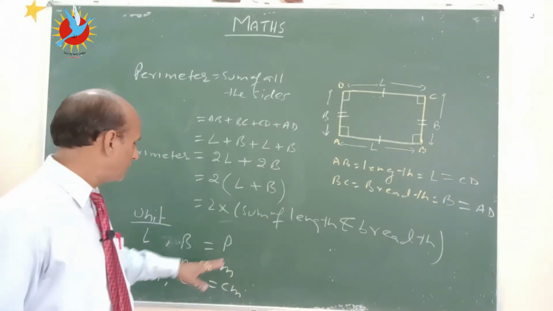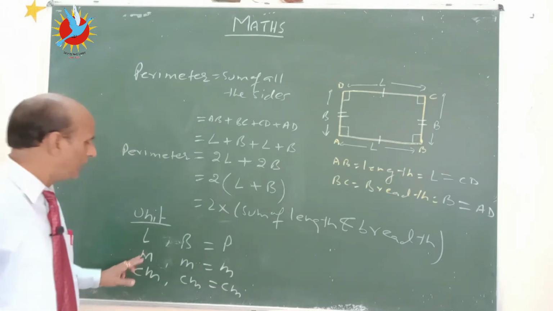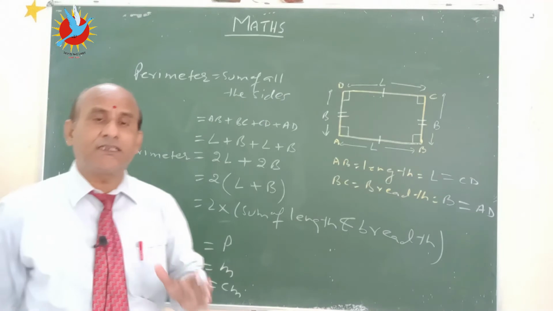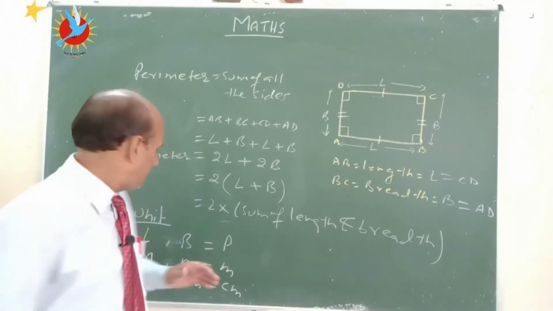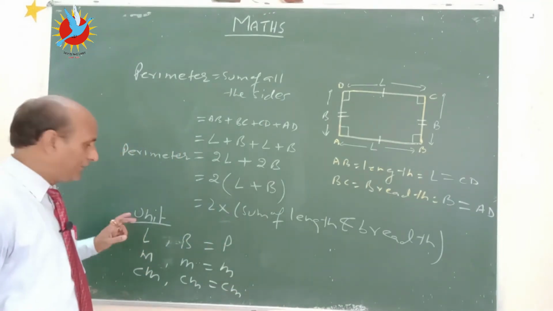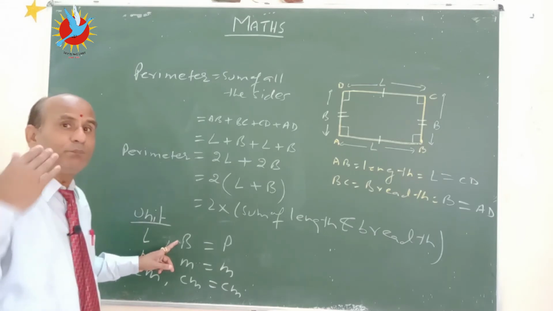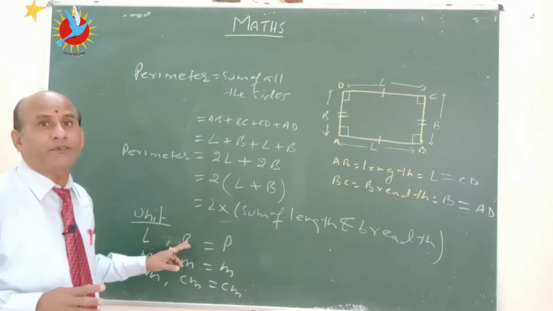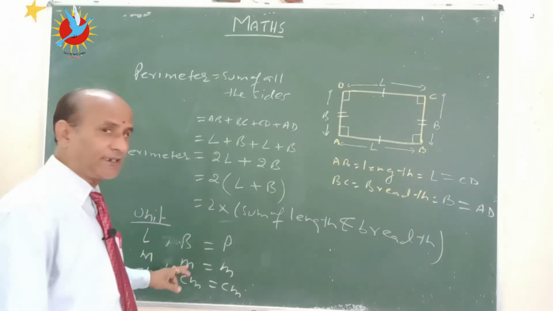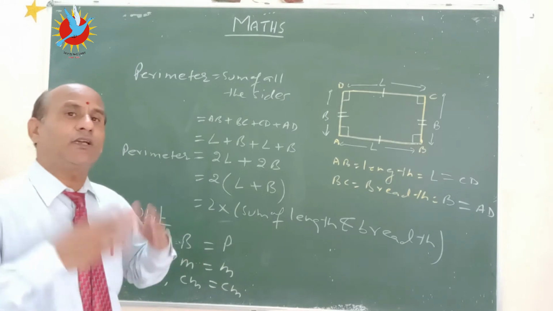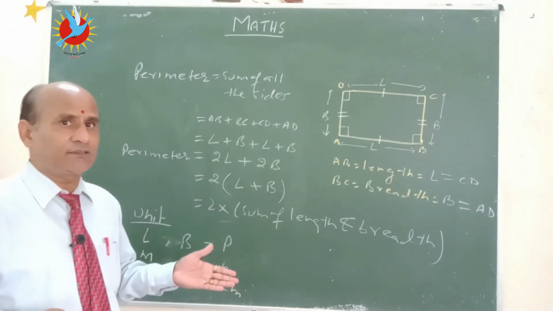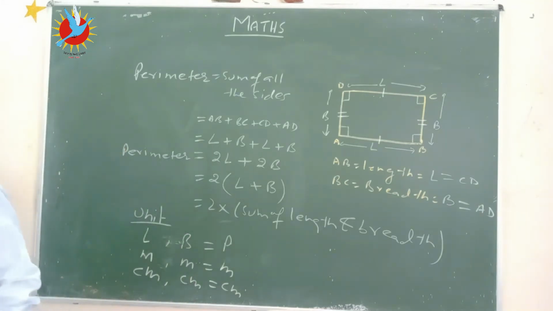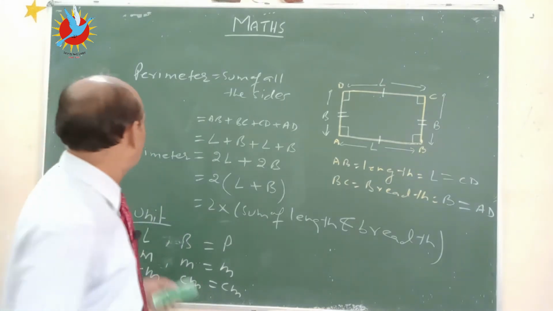So the unit of the perimeter depends upon the unit of length and breadth, and the length and breadth must have the same unit. If length is in meters, then breadth must be in meters, or if they are in centimeters, then both must be in centimeters. If one is given in centimeters and the other in meters, then you can convert either meters into centimeters or centimeters into meters. So in this way you have calculated the perimeter of a rectangle.